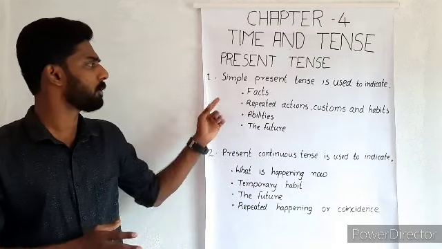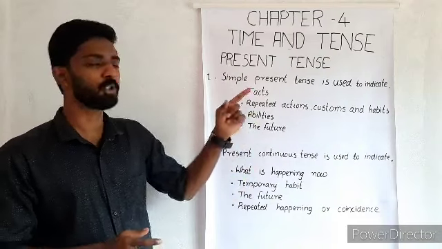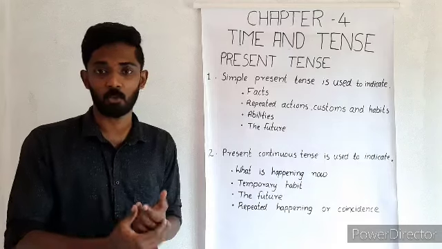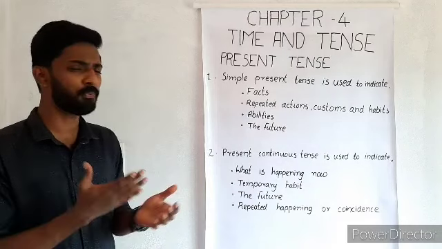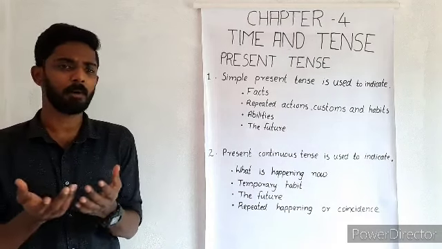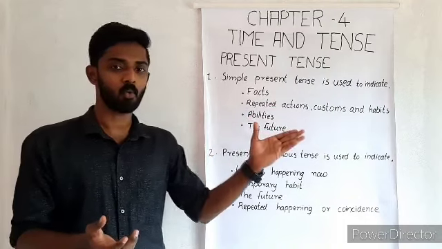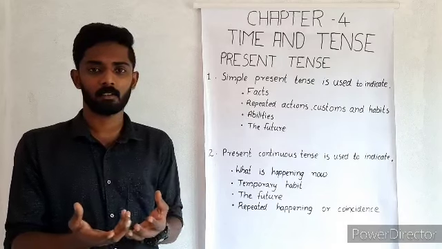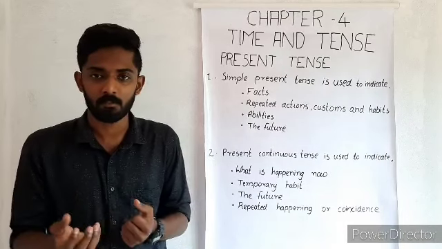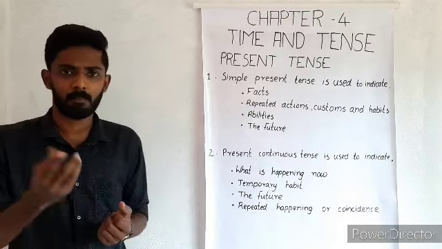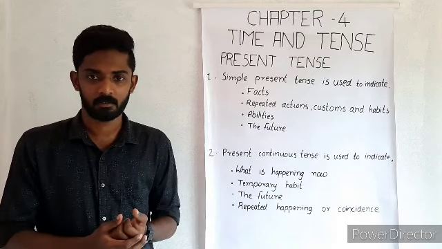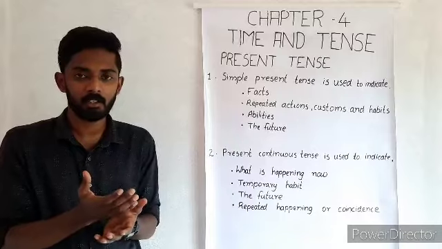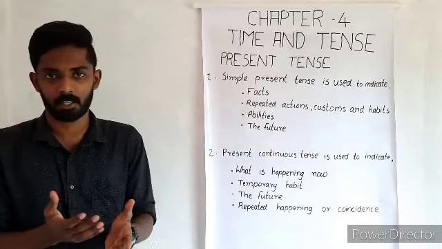First, we move on to see what the simple present tense is used to indicate in different actions or situations. First and foremost, in order to speak about a fact, we will use simple present tense. If you are stating a fact, we always use simple present tense. For example, a magnet attracts iron. It is a fact, and we always say it in simple present tense.